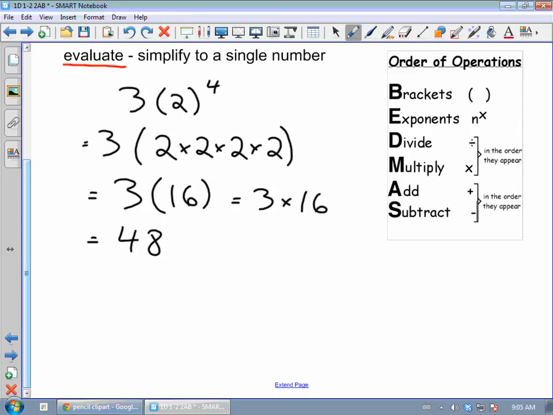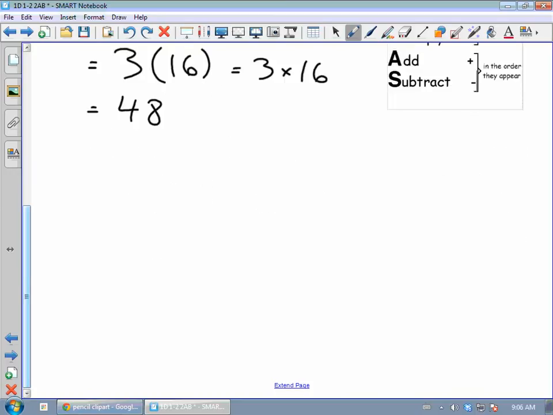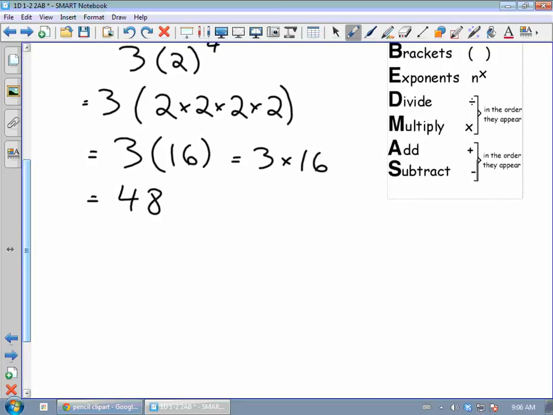Now, brackets always come first. When we talk about brackets, we only do the brackets when we have some sort of an operation to do inside the brackets. So let's look at another one here. Let's say we've got x plus 5 to the power of x, and let's keep the same value of x. X equals 2.